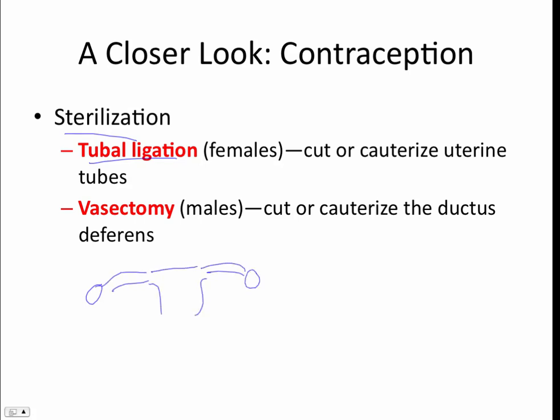Of course, you can also tie your tubes, so cutting or cauterizing these. If you tie them, you can prevent fertilization temporarily. However, once you untie them, then you can go back to having babies. Vasectomy, this is cutting or cauterizing the ductus deferens, and this occurs closest towards the testes. So it's cutting close towards this region and prevents sperm from entering into that vas deferens.